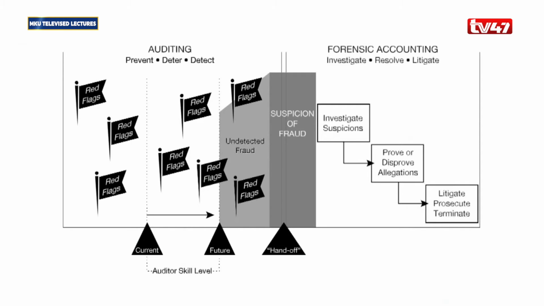Then after that, you have the suspicion of fraud. Now it is up to the forensic accountant, first of all, to investigate these suspicions that the auditor has. If you feel that these suspicions hold water, they can now seek to either prove or disprove these allegations. If these allegations can be proved, they can continue with the litigation, taking the people responsible for the fraud to court so that they can prosecute. If they feel there is not enough evidence for these allegations, they can terminate this case.